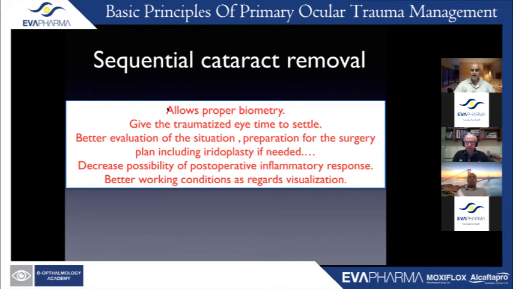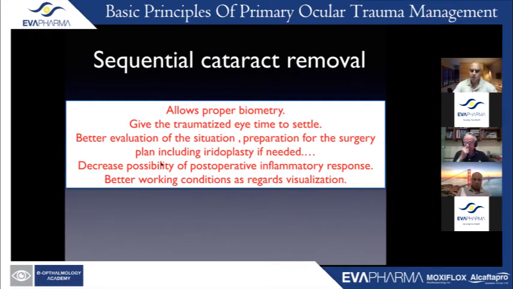with better evaluation of the situation, and preparation for the surgery, a plan including iridoplasty. Many of these cases will need iridoplasty. They have a problem in the iris, or they have synechia, or they have a loss of some part of the iris. So there might be other things to do, and it will not be best to do it in the primary procedure. And there is decreased possibility of post-operative inflammation, and there are better working conditions.